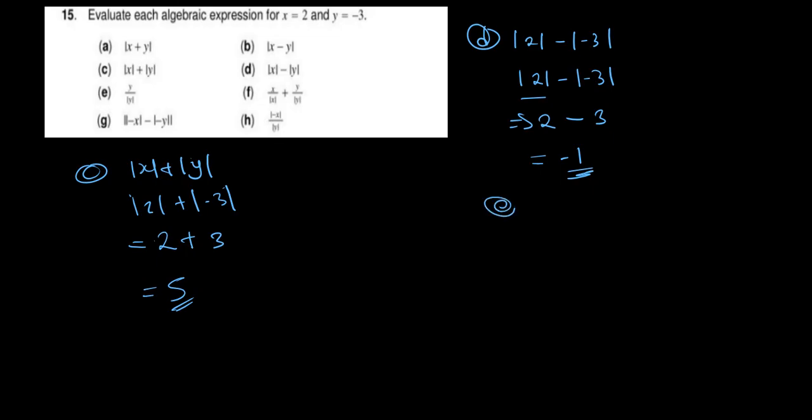What about E? E is saying y over absolute of y. So y is negative 3. For absolute of y, we don't want it to result in a negative again, so put negative 3 in the absolute, like that. So that will be negative 3 divided by 3, which will be negative 1, like that. So that's the answer for E.